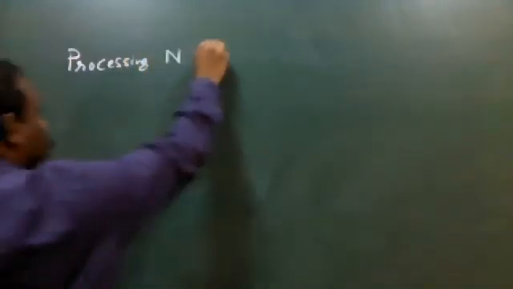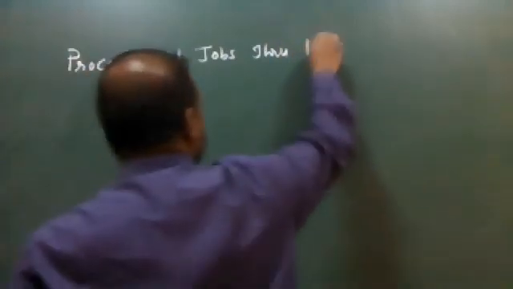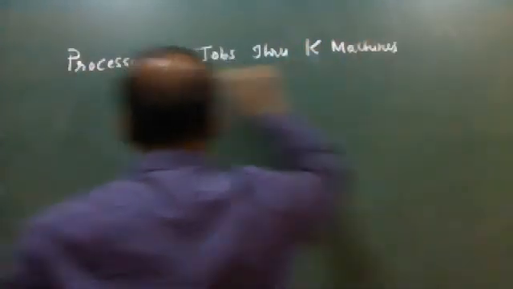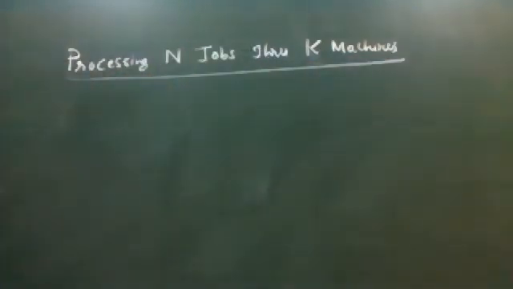So this method is called processing n jobs through k machines. N jobs through k machines. This is the last method that we have in sequencing problem.